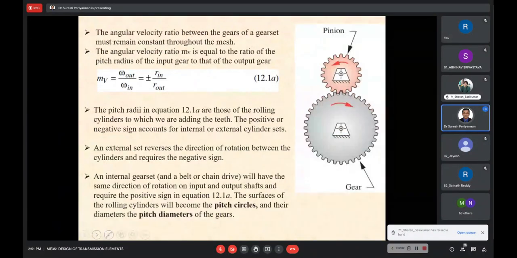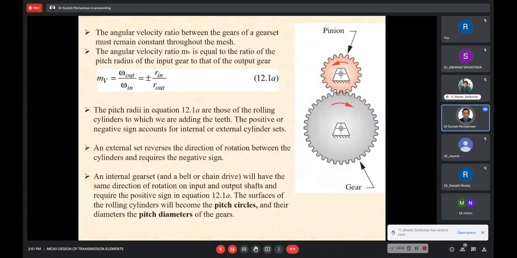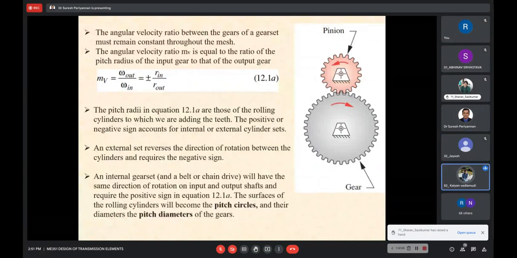The last thing, now please cooperate, just 1 minute and I'll complete. The angular velocity ratio. Another class, sir. Okay, I'll complete, this is the last one. Last slide, please.